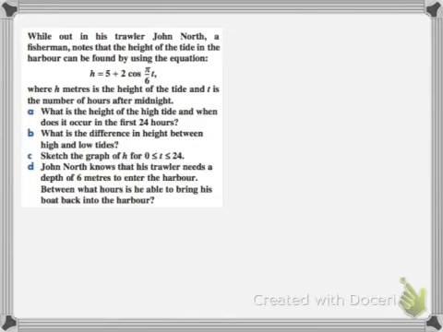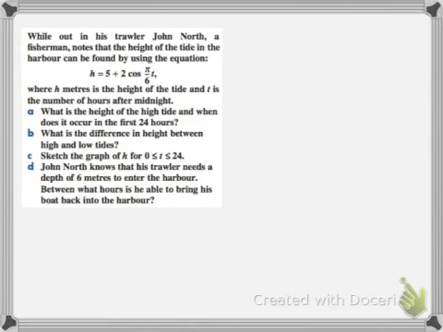Whilst out in his trawler, John North, a fisherman, notes that the height of the tide in the harbour can be found by using the equation. He's quite smart, John North, to see this equation. Anyway. H equals 5 plus 2 cos pi on 6t, where h is the height in metres of the tide and t is the number of hours after midnight. What is the height of the tide and when does it occur in the first 24 hours?